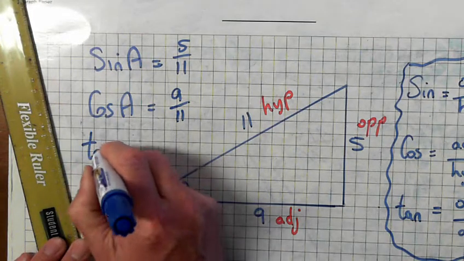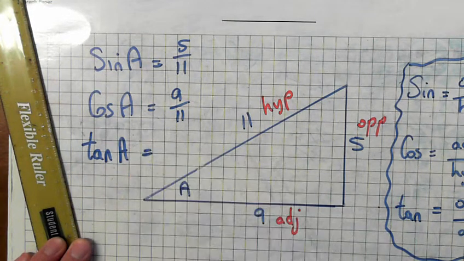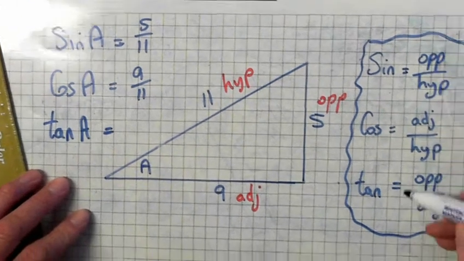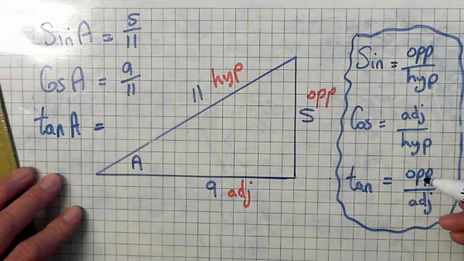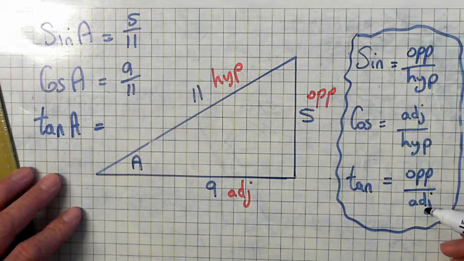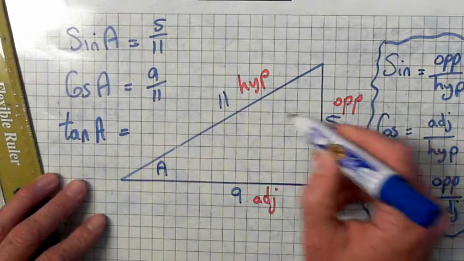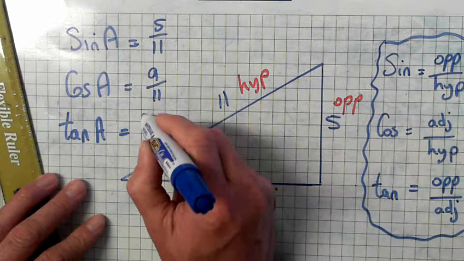And now we do the tan. Tan of A, the rule is opposite over adjacent. 5 over 9, yeah.